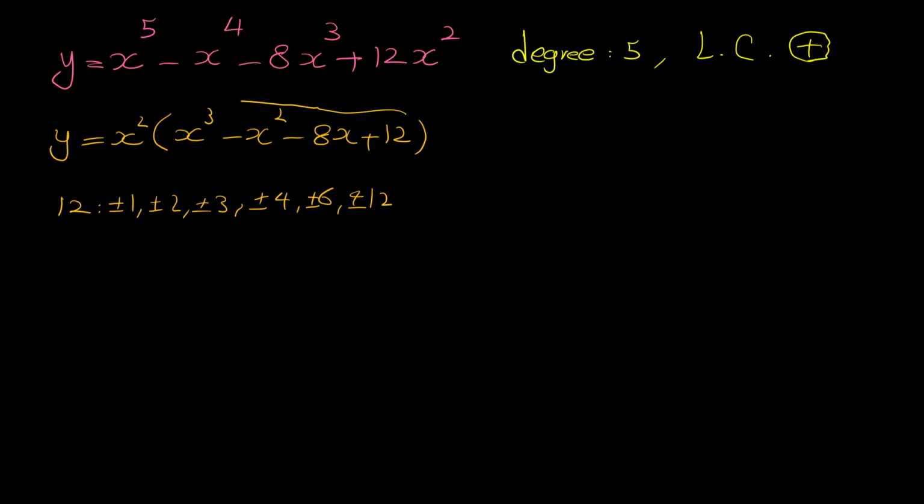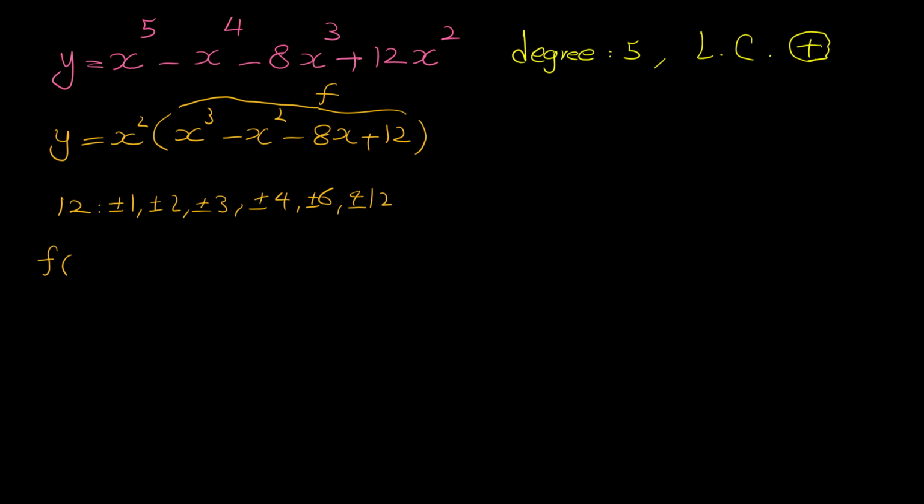Let me name this here again f. Then we have to calculate f of 1. If it is 0, then x minus 1 is a factor. If not, we have to check other numbers. Is f of 1 0? If we plug in 1 inside f, it's 1 to the 3, minus 1 to the 2, minus 8 times 1, minus 8 plus 12. This is not 0. So we know that 1 is not a solution, is not a factor.